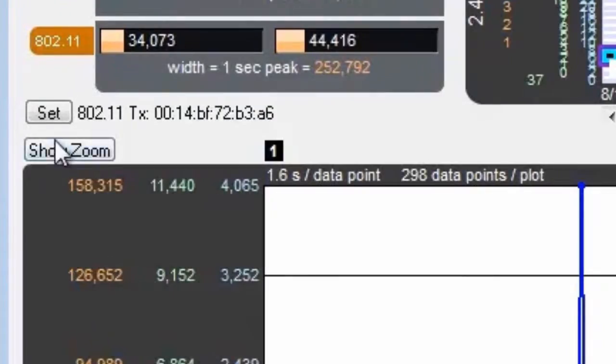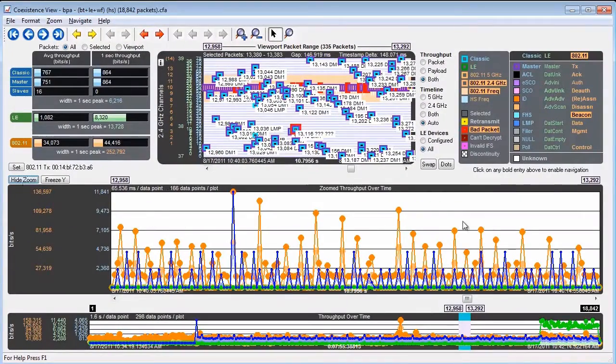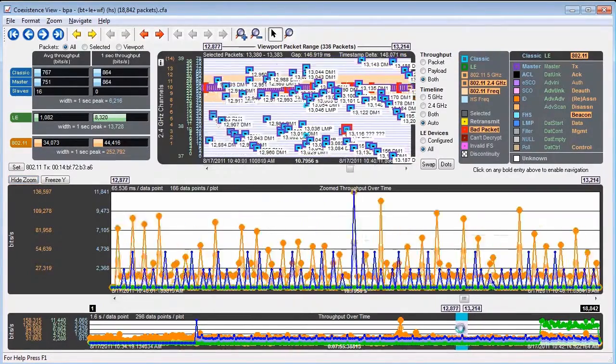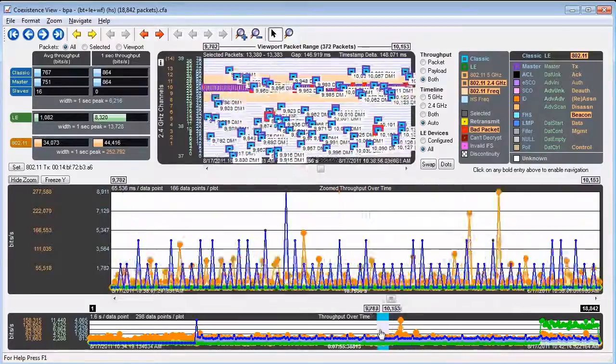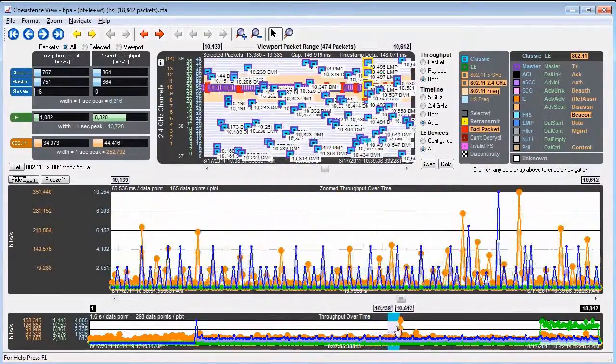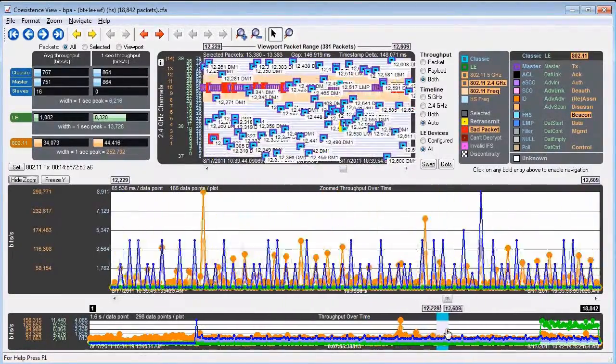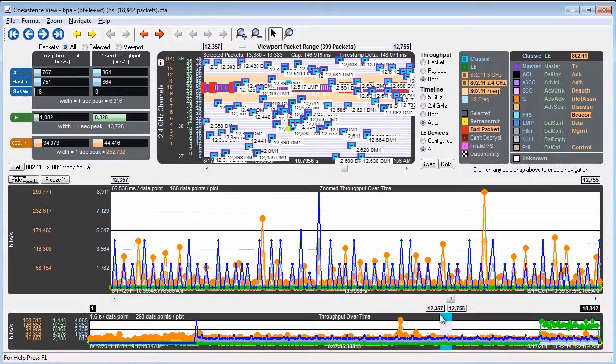So there's also a zoomed throughput graph, which lets you zoom into the time range covered by the viewport. And as you move the viewport, both the timeline and the zoom throughput graph move with it. The packet range above the viewport, which is replicated above the timeline, is also replicated above the zoomed throughput graph.